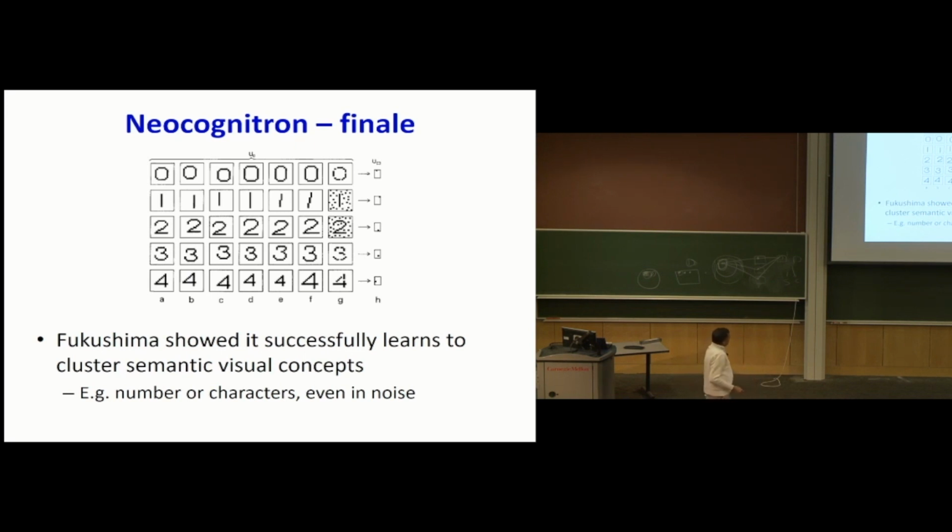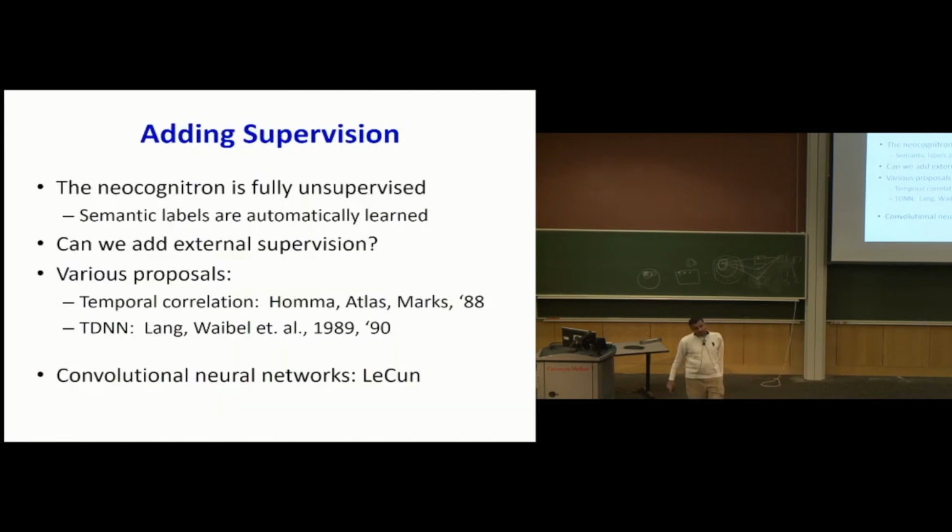Yeah, and it does this quite nicely. Now, the semantic interpretation of it, of course, is unclear. What exactly do all of these structures that have been learned in an unsupervised manner mean? For that, we need to have supervision. And how can we have supervision? The Neocognitron is fully unsupervised, and the notion of adding supervision to it obviously comes up.